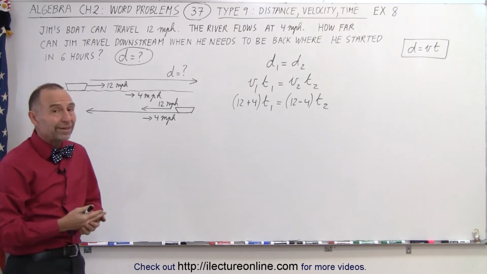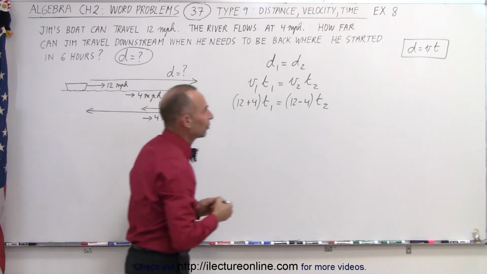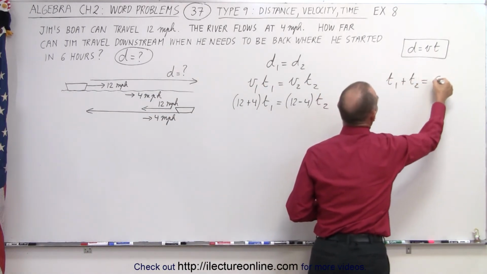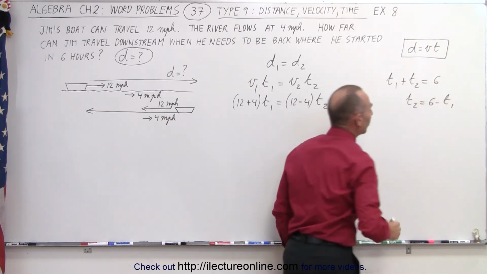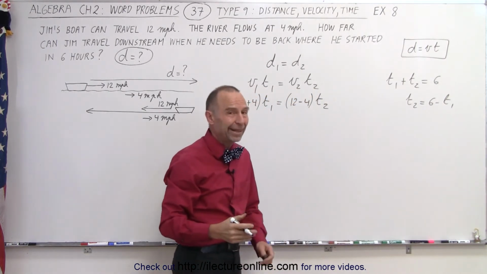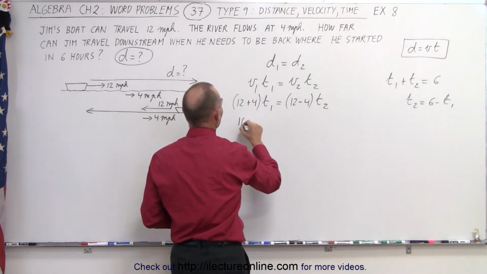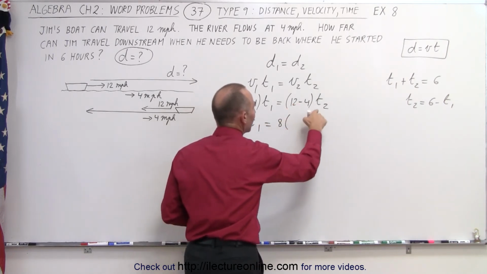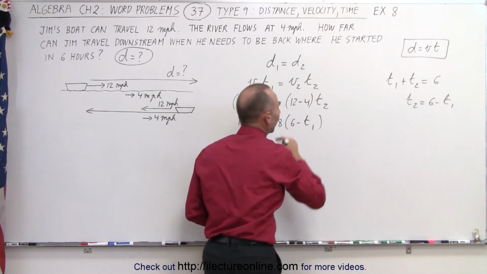But here we still have a problem. We also don't know what the time is, but we know the total time. The total time should be 6 hours, which means that t1 plus t2 adds up to 6 hours, which means that t2 is equal to 6 minus t1. In other words, we could replace t2 by what t2 is equal to in terms of t1, and then we'll have one variable to worry about. So here 12 plus 4, that gives us 16 times t1 is equal to 12 minus 4, which is 8 times t2, but t2 can now be replaced by 6 minus t1, and all we have to do now is solve for t1.